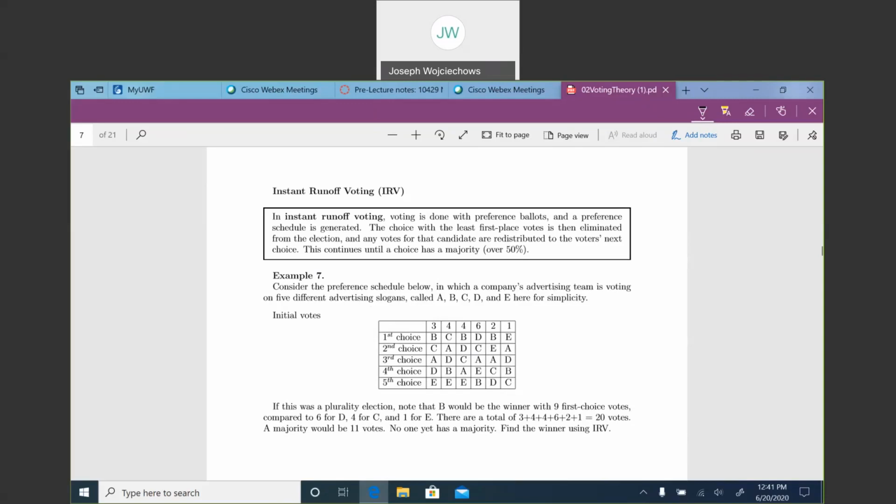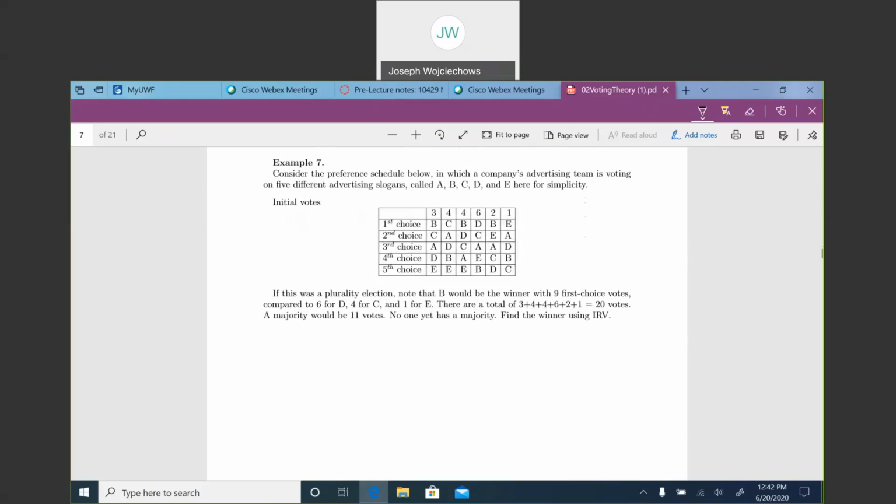So consider the preference schedule below, in which a company's advertising team is voting on 5 different advertising slogans, A through E. This was a plurality election. Note that B would be the winner with 9 first place votes, compared to 6 for D, 4 for C, and 1 for E. There are a total of 20 votes. A majority would be 11. No one has a majority, so we need to find the winner using IRV.